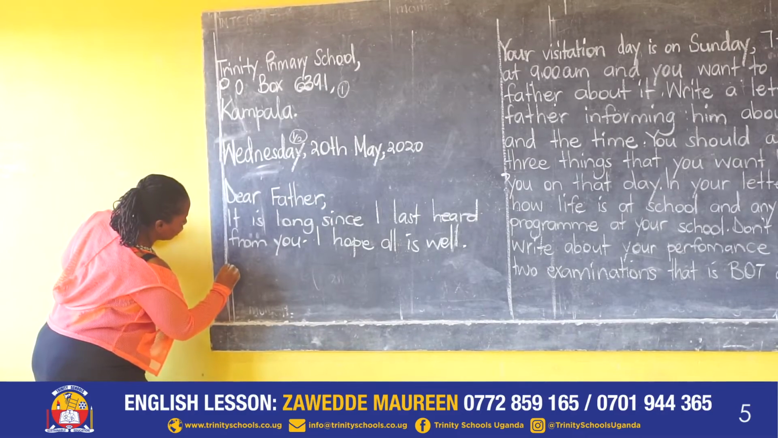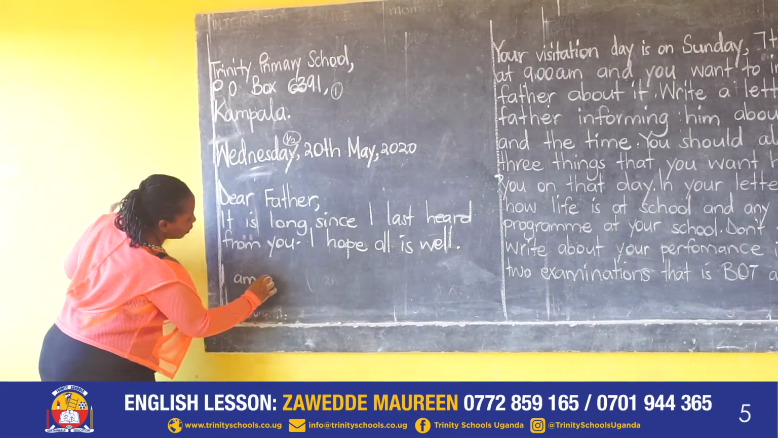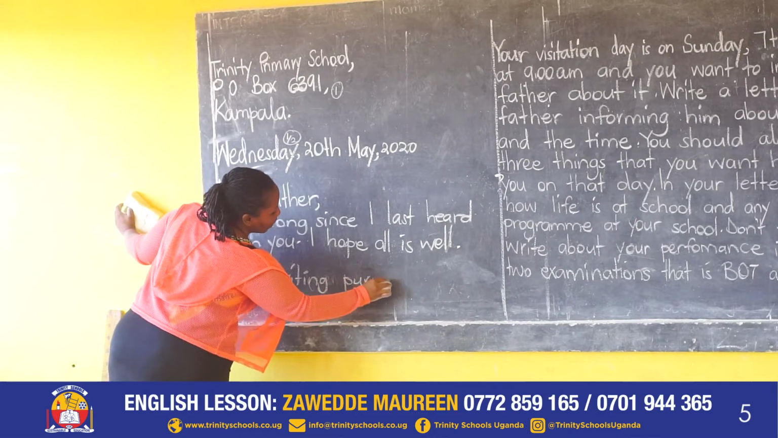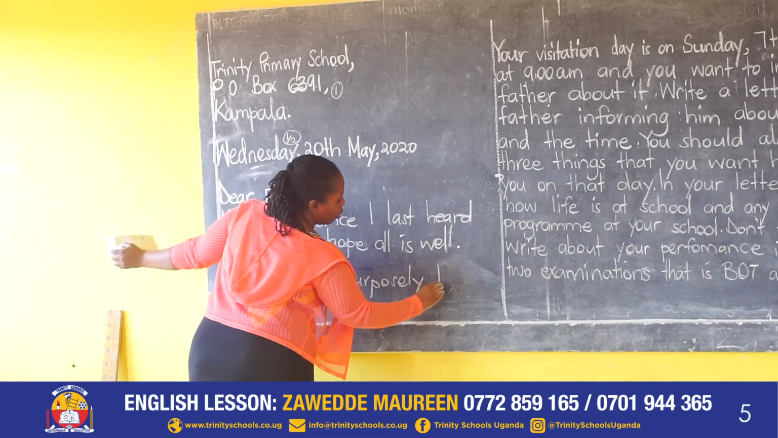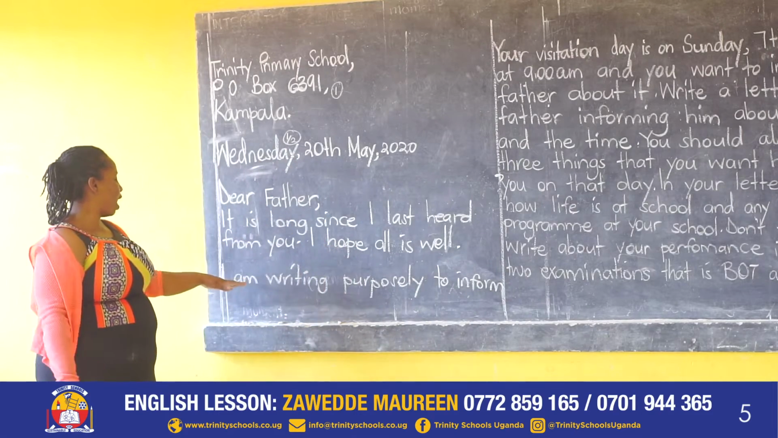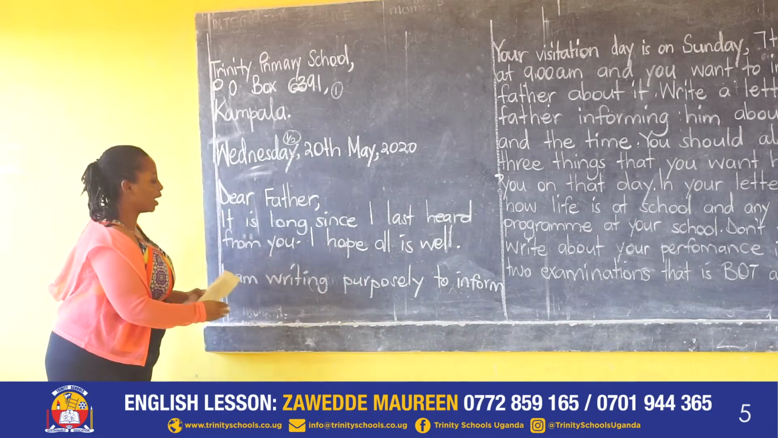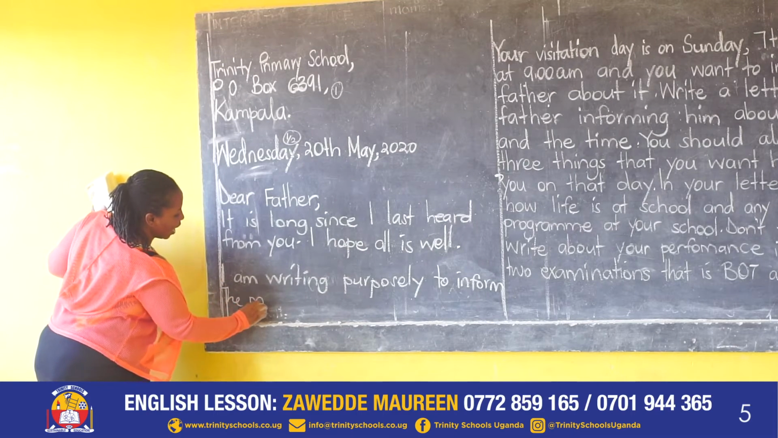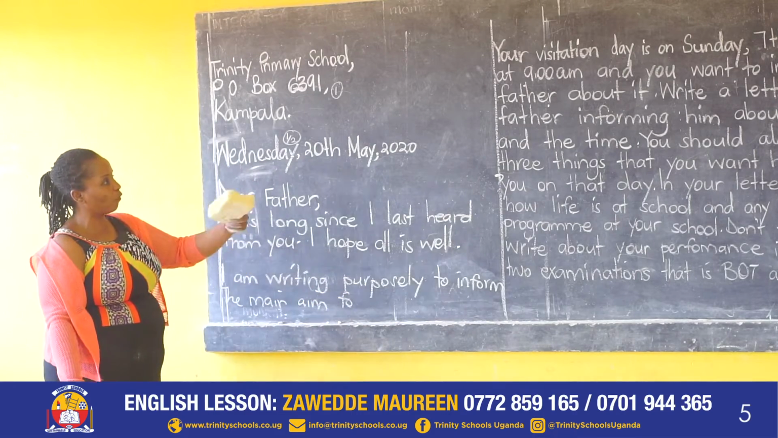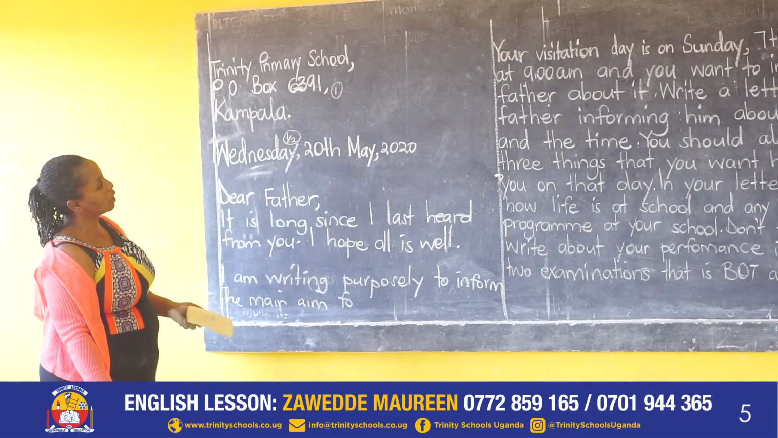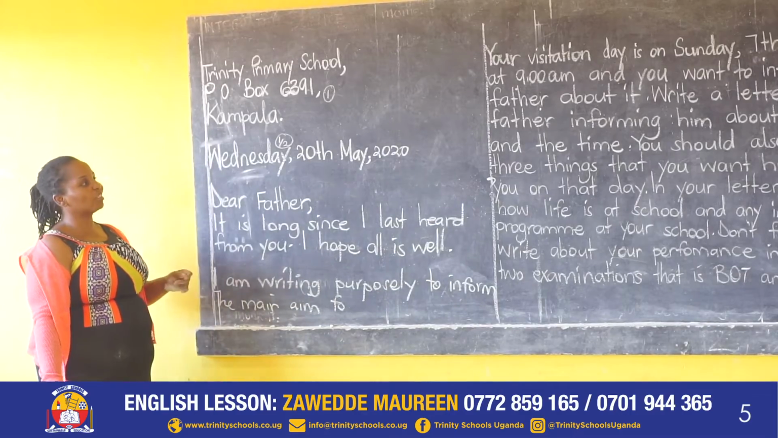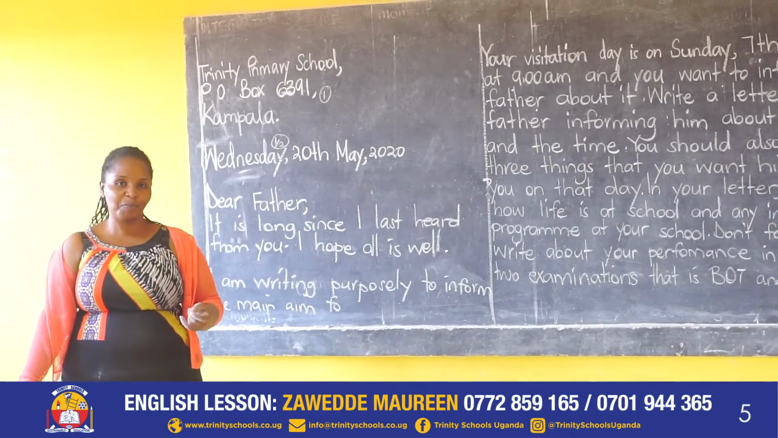I can say, I am writing purposely to inform you, or I can say the main aim. I can decide to say the main aim. The main aim for writing to you is to inform you that our visitation day is on Sunday, 7th June 2020 at 9 a.m.